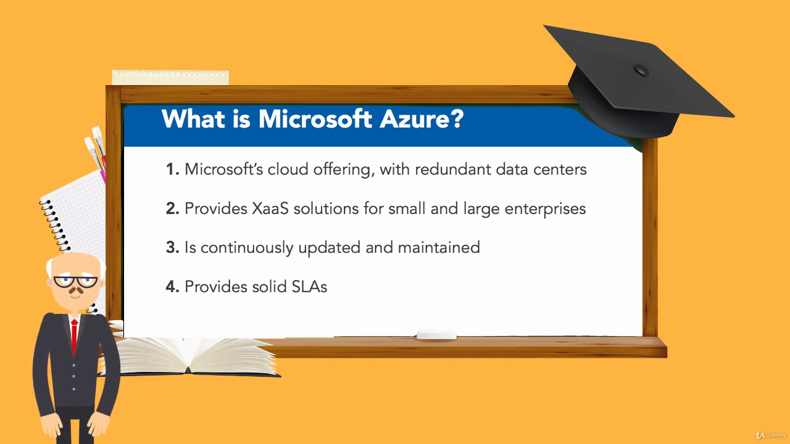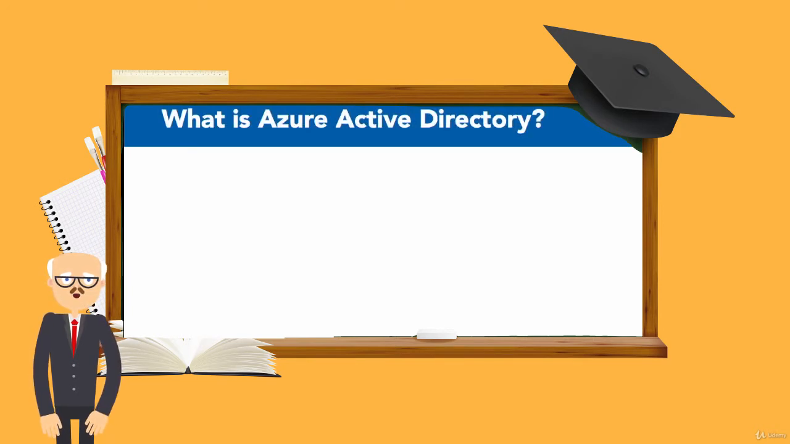Microsoft Azure provides solid SLAs, and this is probably the biggest value proposition for organizations to move to these cloud solutions. It's a service level agreement where Microsoft guarantees the availability of its infrastructure in Microsoft Azure. The SLA varies based on the services and the subscription that you purchase, but they are very high in ensuring that you maintain uptime in your solution.